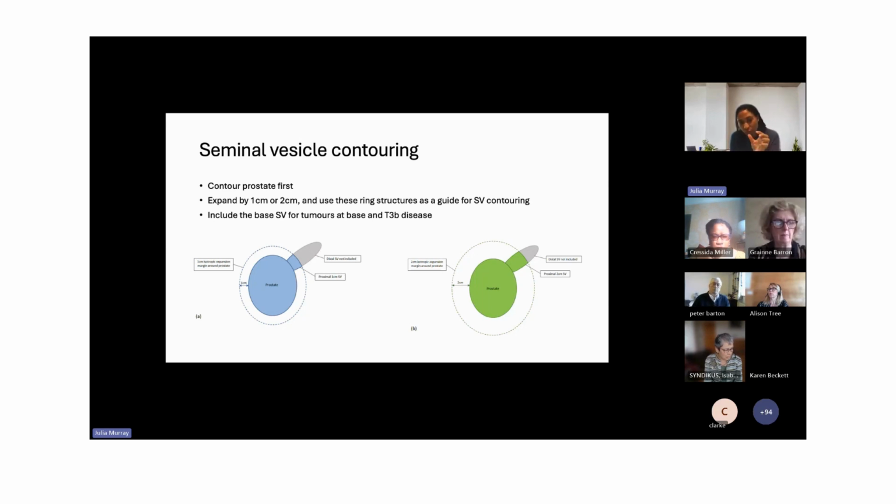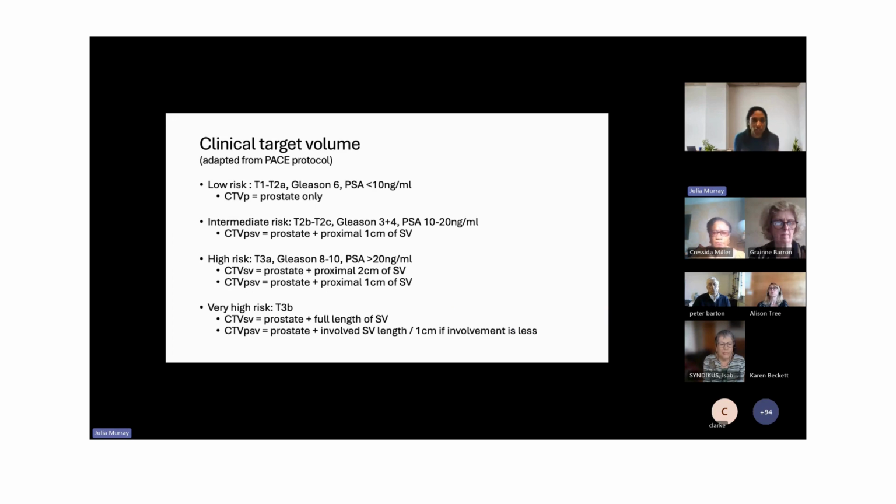And then with patients who have got disease at the base, include the base of the seminal vesicles for those patients, and then obviously for those who've got seminal vesicle involvement. So this I've just extrapolated from the PACE protocol in terms of how much of the seminal vesicles to involve, and once again using this isotropic margin. The way of doing it is contouring the seminal vesicles using your isotropic margin and then editing where that 1 centimetre or 2 centimetre ring has cut off where you should be treating.